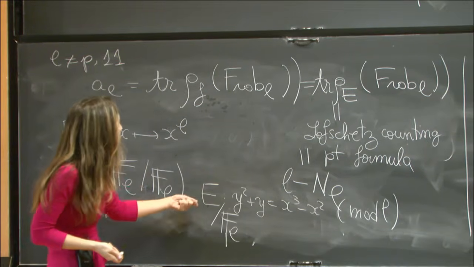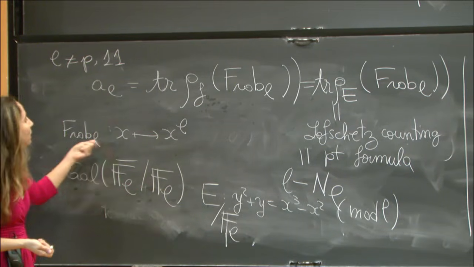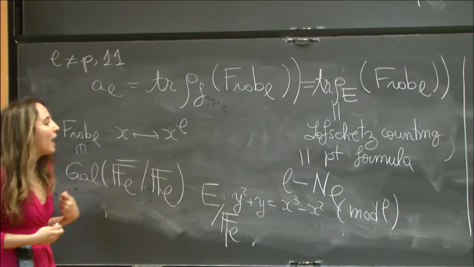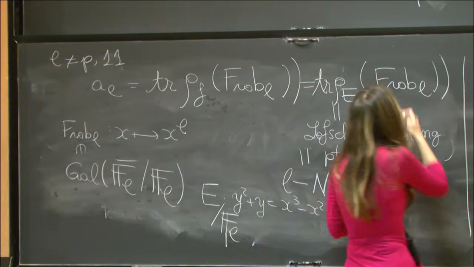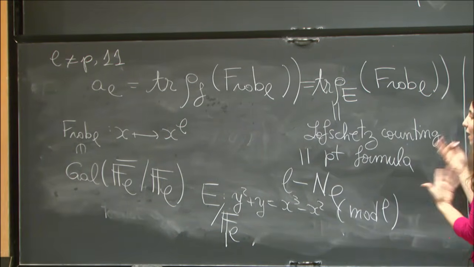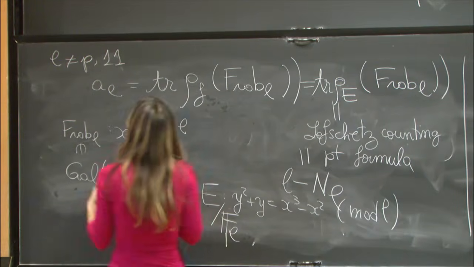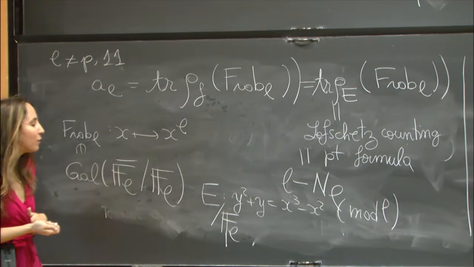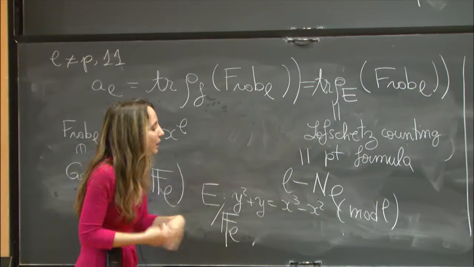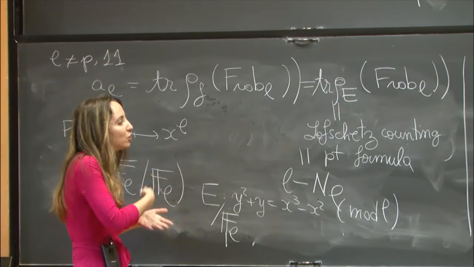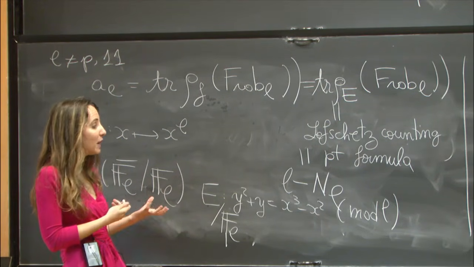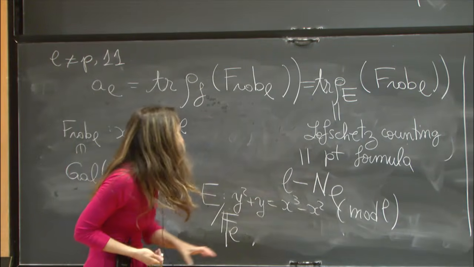And then this will have an action of this Frobenius element. And what you are computing here is roughly the trace of that Frobenius element acting on the H1 of the elliptic curve. And so the Lefschetz counting point formula comes from looking at H0 and H2, which are easier to understand. And then you compare it to the number of fixed points.